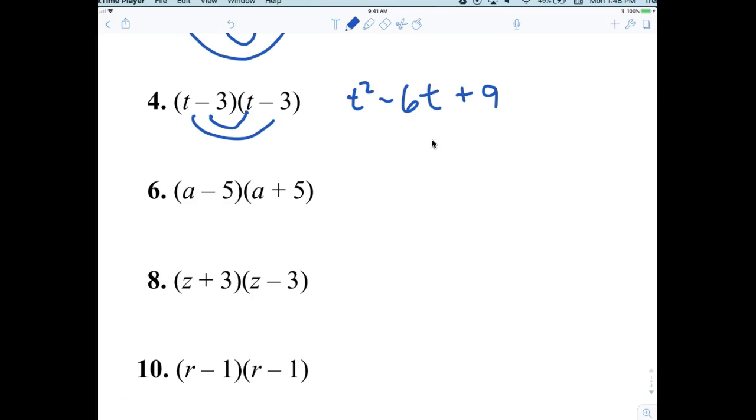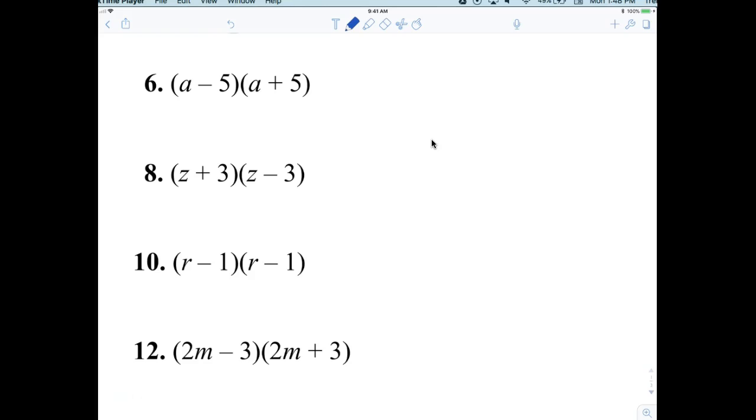So now let's look at number 6. A times A is a squared. Negative 5a and positive 5a cancel out each other. So my answer is a squared minus 25. Anybody have any questions or concerns with that?